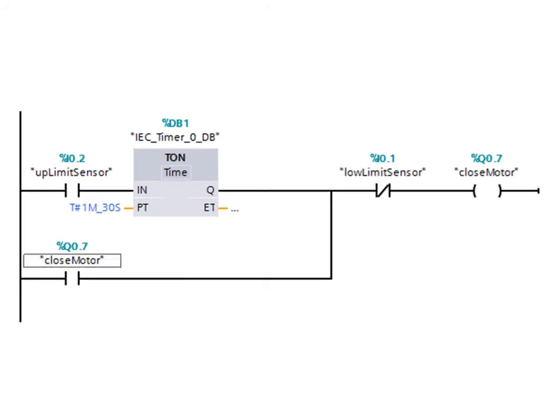Now, after that, as it opens, it is going to wait 1 minute and 30 seconds when the up limit sensor is activated. So this means that the door has been fully open, and start closing the motor. And at the same time, I'm using the same technique here. The low limit sensor will stop the whole system when it is activated. So that's why I'm using here a not sensor, a not contactor, and I'm using the closed motor coil as a contactor here in order to keep the action until this low limit sensor continues.